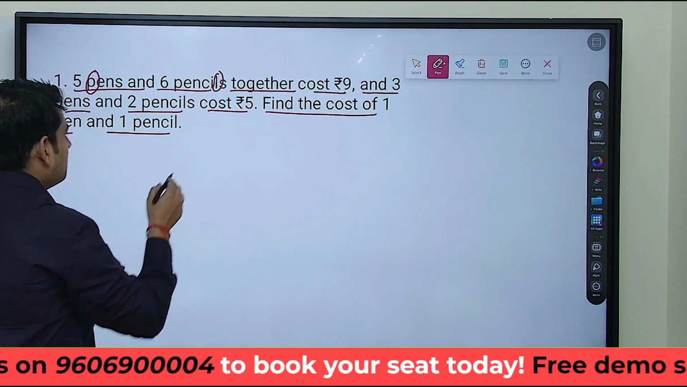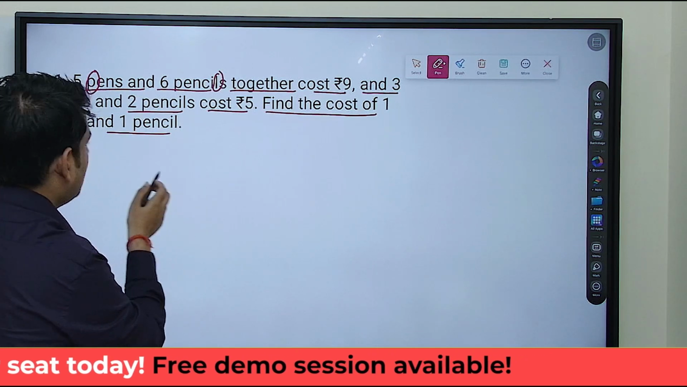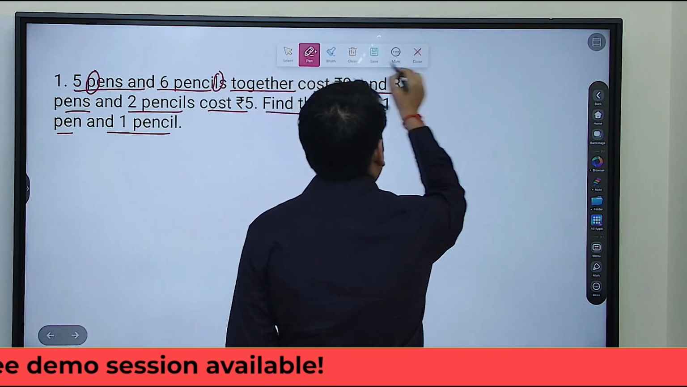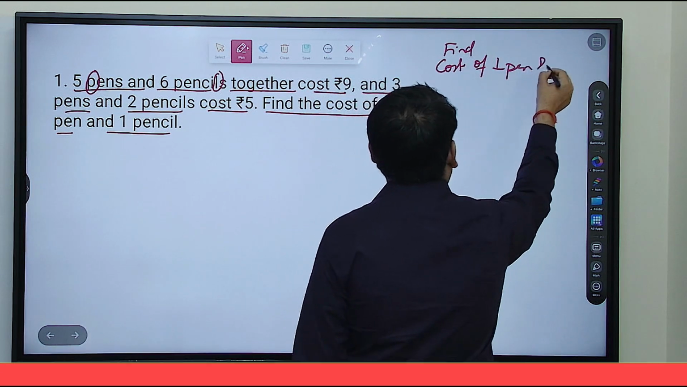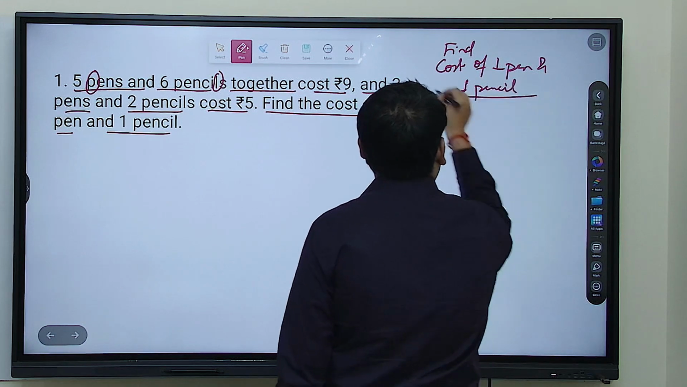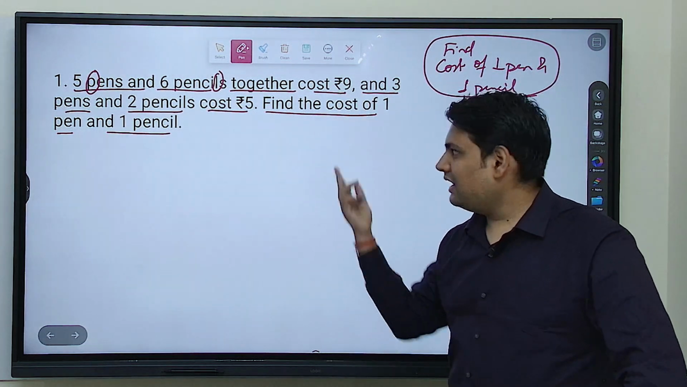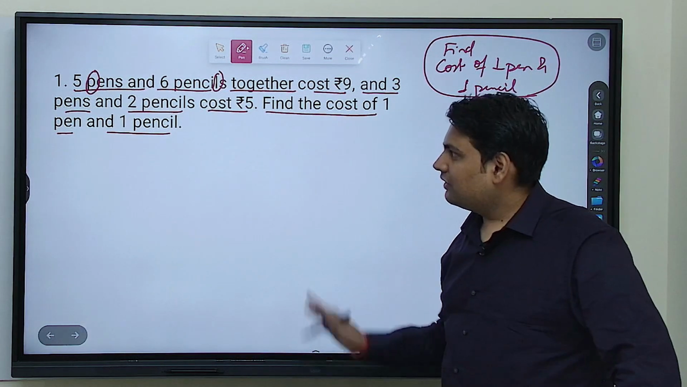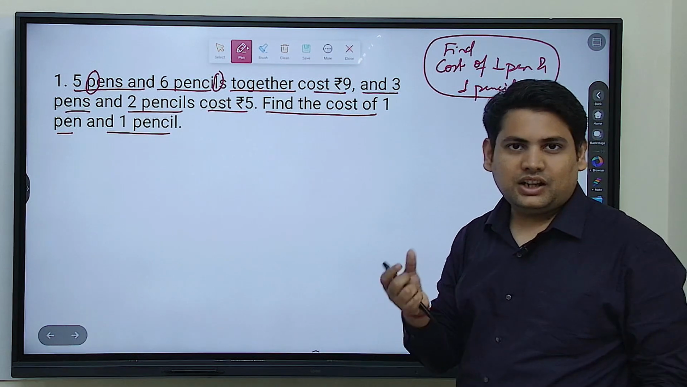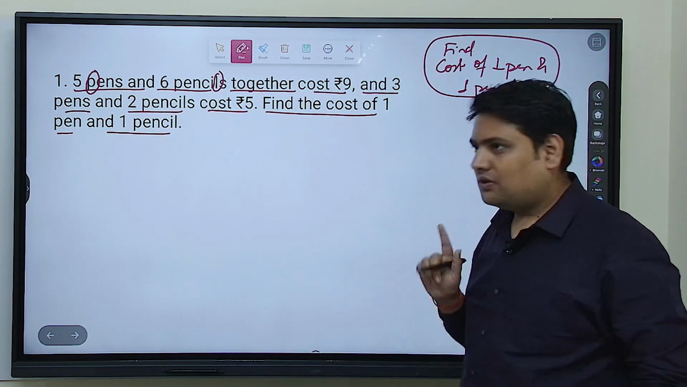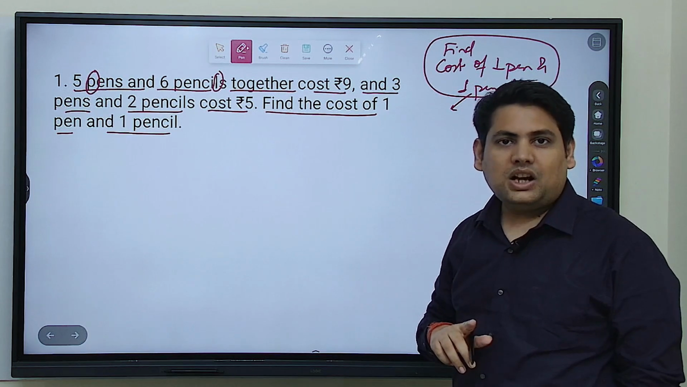Now what you start with, as we learned yesterday, is to first find what you need to find: the cost of one pen and one pencil. If you know them, you'll add them and you'll get to this. Or you can tell it separately, like what is the cost of one pen, what is the cost of one pencil. So there are two things that you need. First is the cost of a pen and the other is the cost of a pencil.